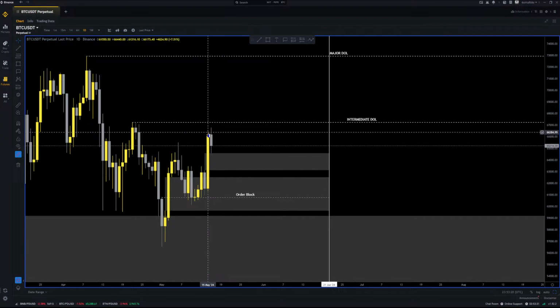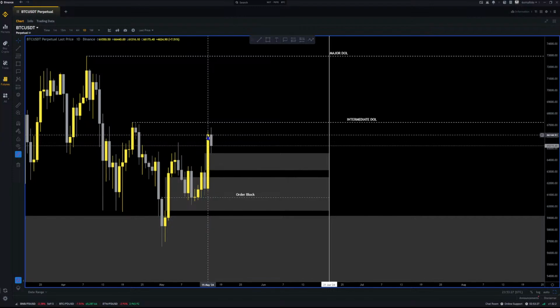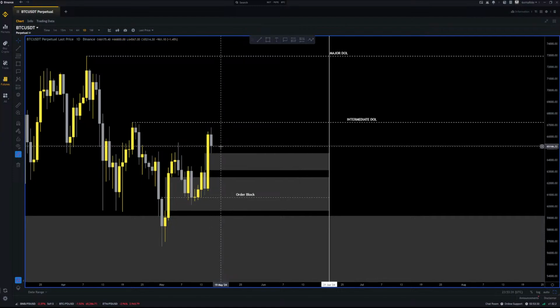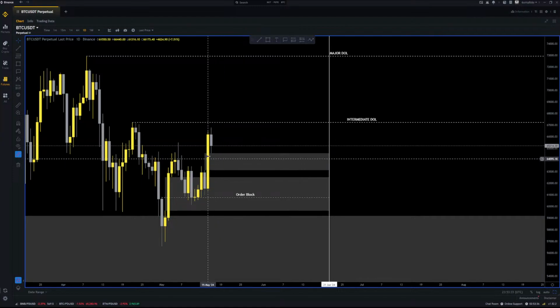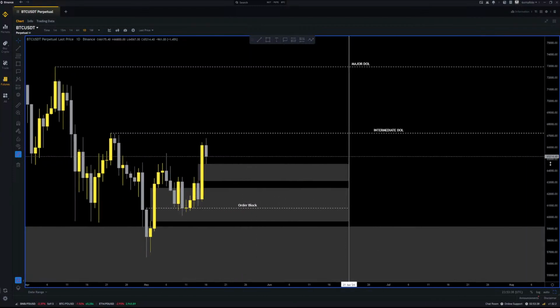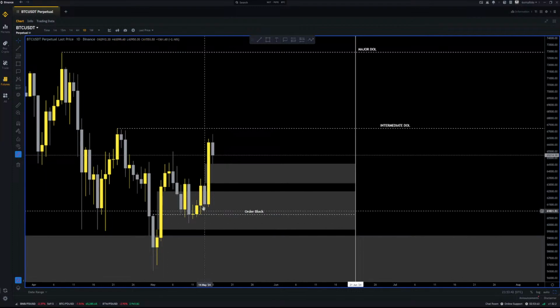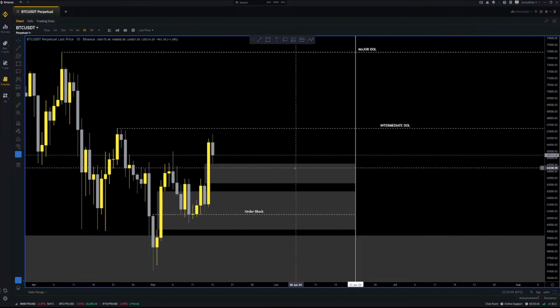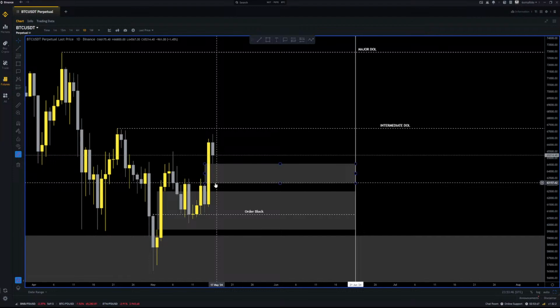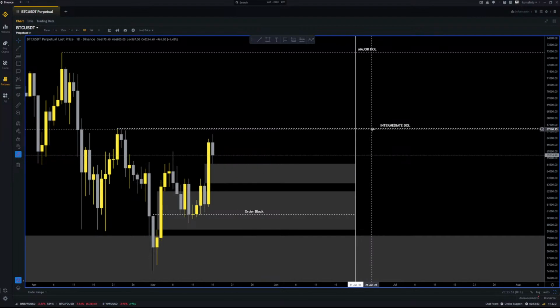As you can see, we didn't close above the impulse candle, the expansion candle. That means if this candle closes below this expansion candle, we expect the next candle to be bearish. So currently, as per my analysis, after pushing higher, I would say I'm bullish right now. So, daily bullish.